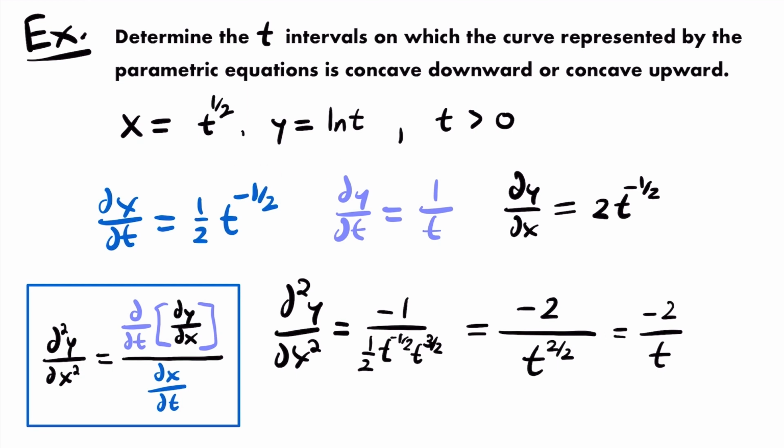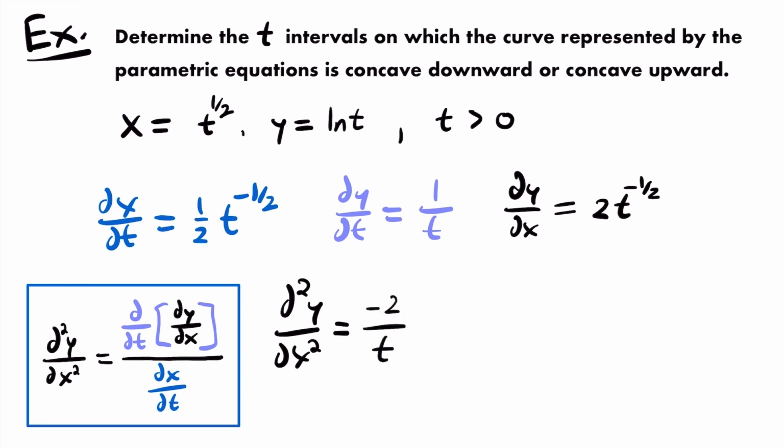Now what we can do using this second derivative is determine our t intervals for which the curve represented by these equations is concave down or concave up. For this example, we could do this pretty intuitively because our second derivative is fairly simple. We just have negative 2 divided by t. We know that when the second derivative is positive, the curve will be concave up, and when the second derivative is negative, the curve will be concave down.